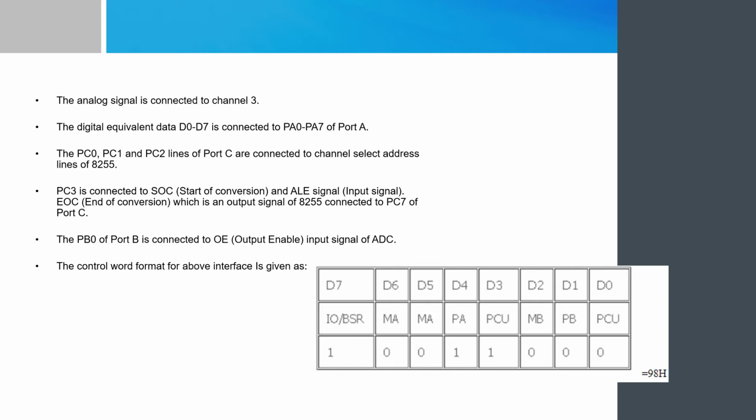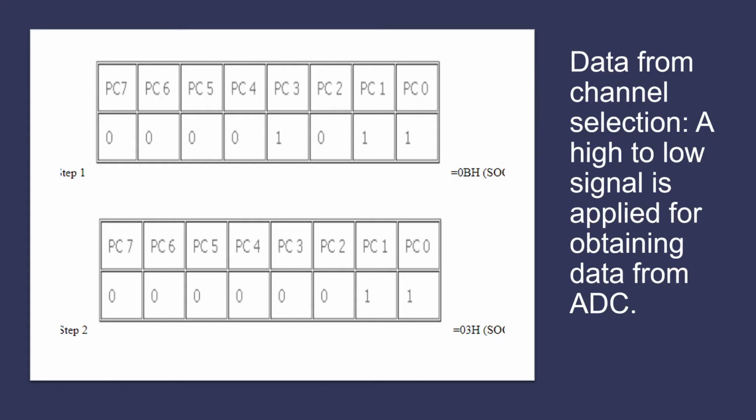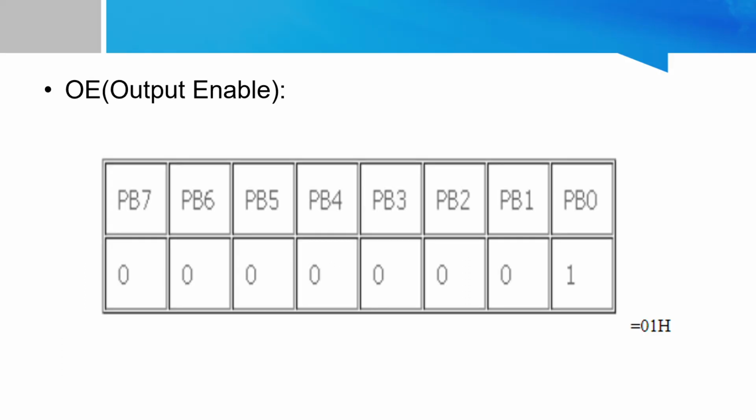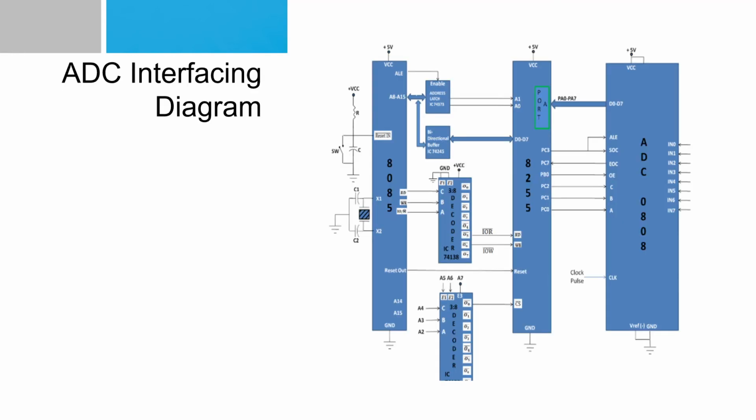The control word format for the above interface is given. After channel selection, a high to low signal is applied for obtaining data from the ADC. These are the data shown. And then this is the ADC interfacing diagram.